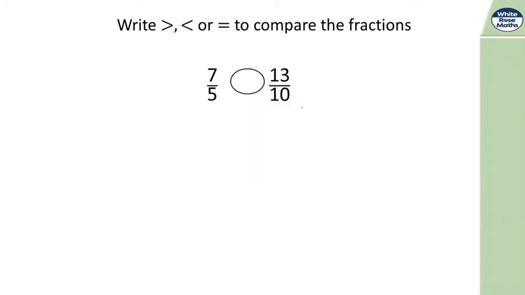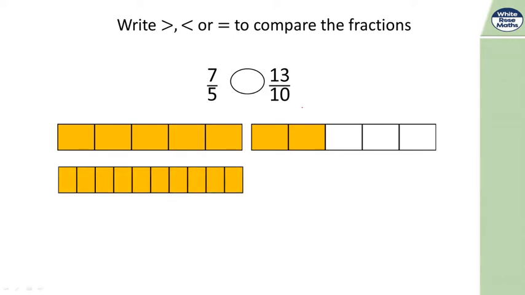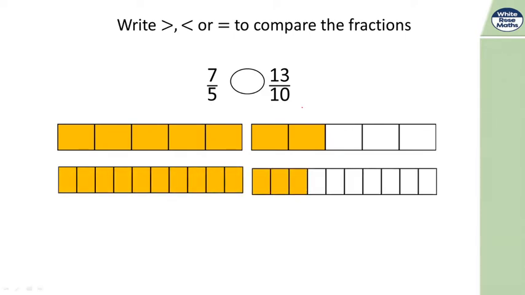Okay, now we're comparing 7/5 to 13/10. We can see if we line them up that 7/5 is greater than 13/10. If you struggle with that visualizing side of things, you can make the denominators the same. So 5, what do you do to that to make it equal 10? You times it by 2. So that's 10, whatever you do to the top, you do to the bottom, whatever you do to the bottom, you do to the top.